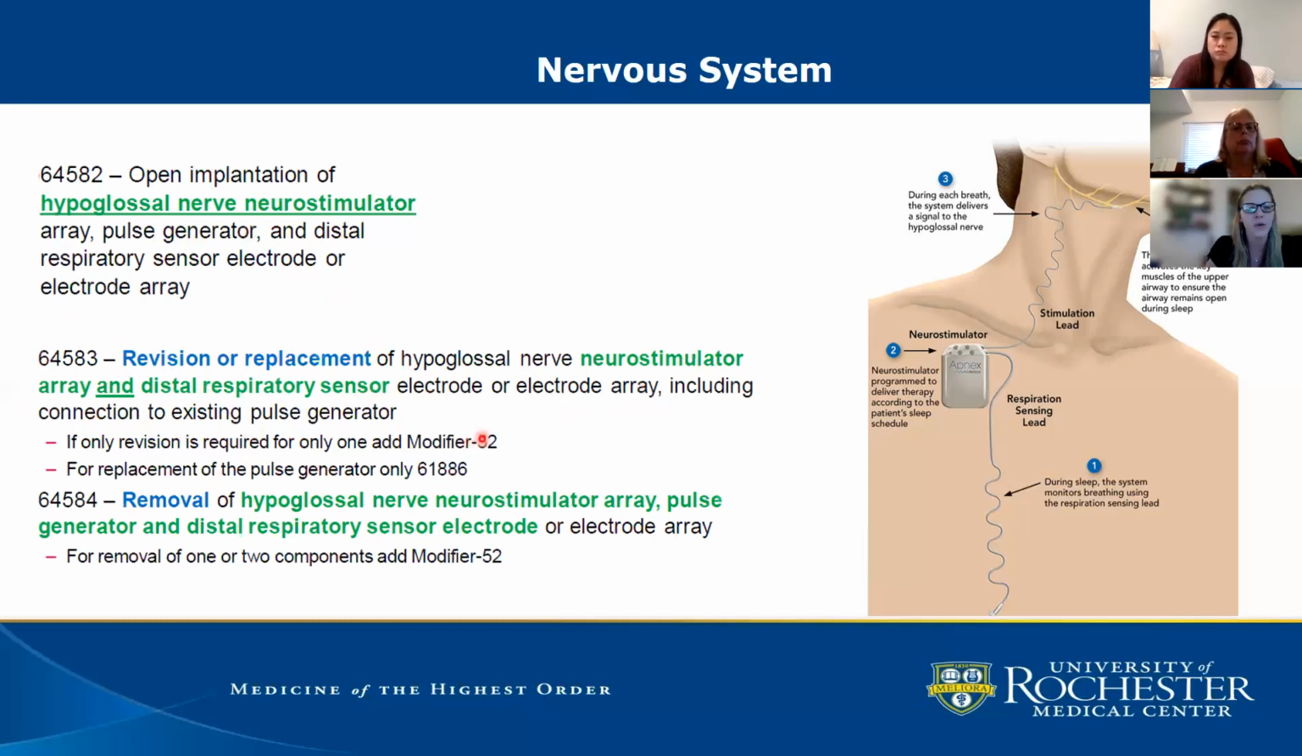Now, however, if they're doing a revision or a replacement to one or the other, so say, for example, they're doing a revision to the neurostimulator array, you would assign this code, but then you would add the modifier 52 for the reduced services. And then same kind of concept with the removal. It's either they're removing the whole thing and they're getting that code, but if they're only removing one piece of it, you would use this code, and then you would have the modifier 52 on it for the reduction.